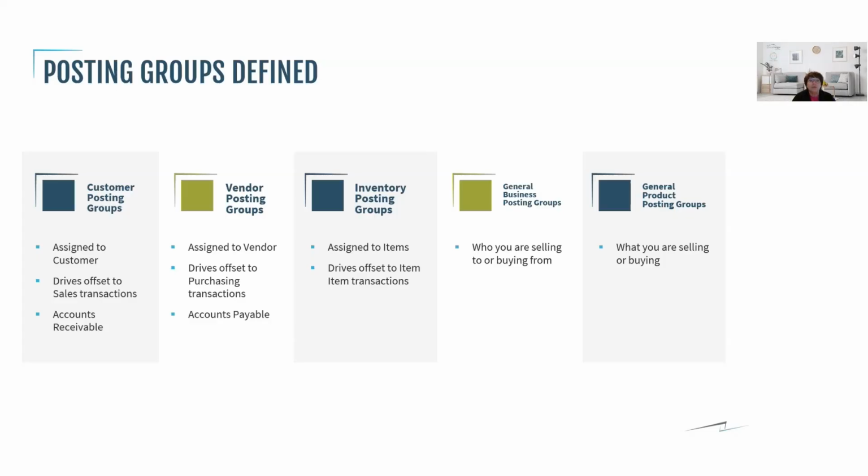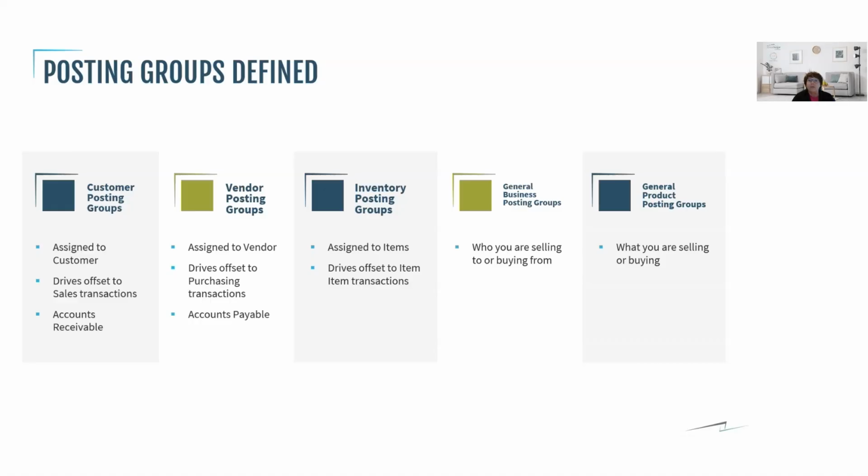So the vendor posting groups, again, are assigned to the vendor. This is going to give you that offset for your purchasing transactions, and it impacts accounts payable. Same as with a customer posting group, where it drives the offset to a sales transaction and impacts your accounts receivable account. For inventory posting groups, these are assigned to the items, and it's going to drive the offset to that item transaction. So again, you always have to have that debit and credit entry to post a transaction from your subledger to land in the general ledger.